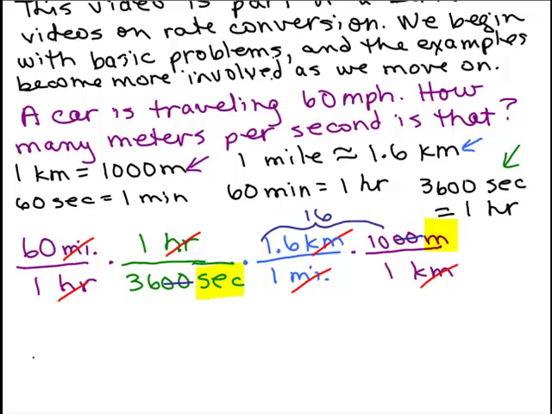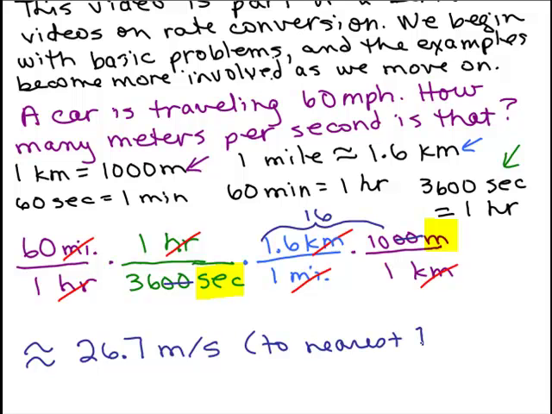And this is going to be approximate, and I didn't say how far to round it. I'm going to round it to the nearest tenth of a meter. So to the nearest tenth, I've got 26.7 meters per second. So that's our answer.